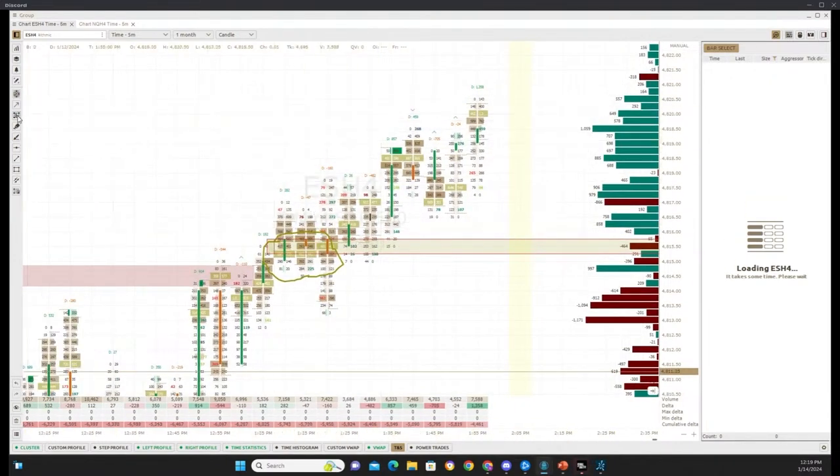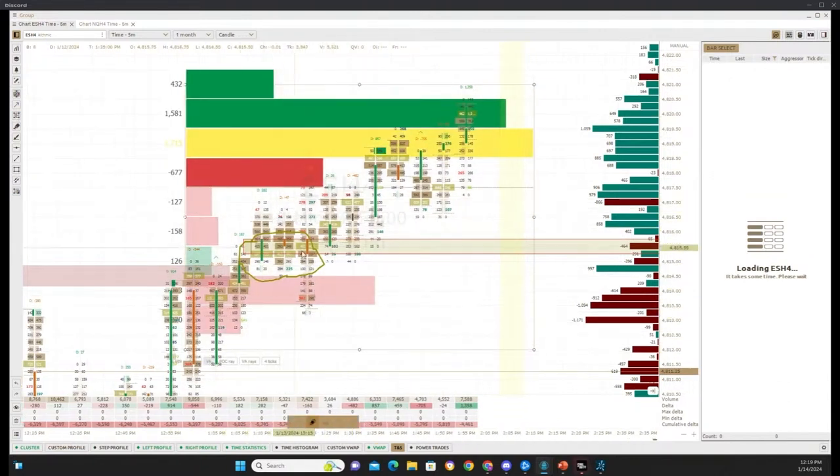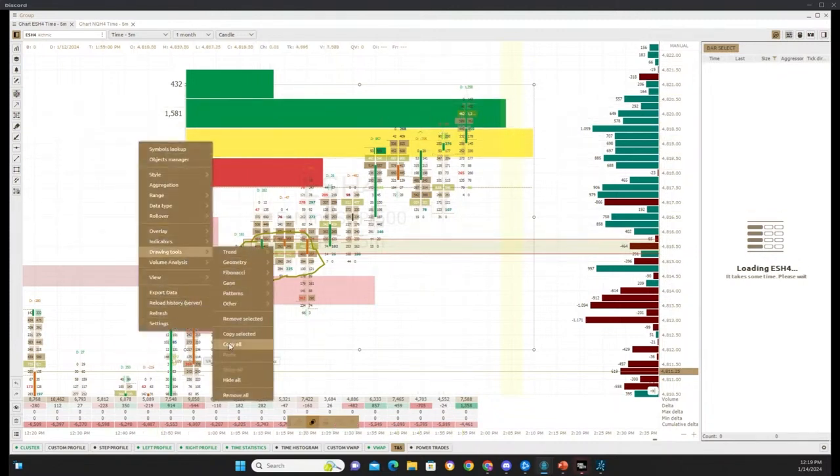Or I could simply do what I normally do, which is look at this and ask, okay, where's the delta at this point? There was not really a lot of buying at this level here. I don't see it. There's a lot of buying at the top here. So if there's a lot of buying at the top and the price action is not going above, what does that mean?